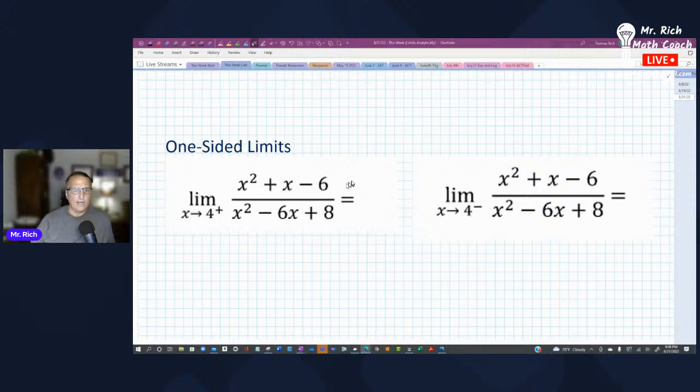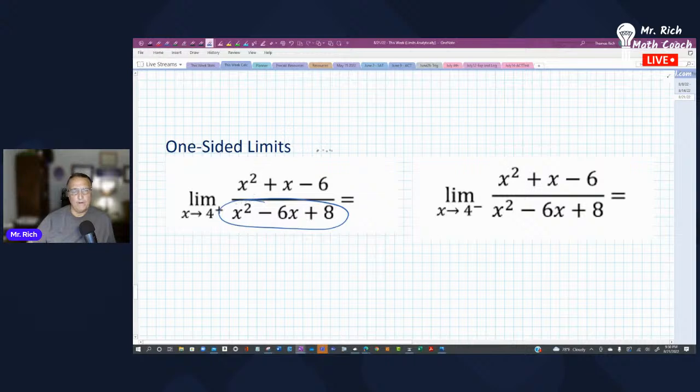And in fact, when I look at this, I realize that my function doesn't exist at x equals 4, because I get 16 minus 24 plus 8, and my denominator is 0. So that means that if this was a two-sided limit, if they had asked me for the limit as x approaches 4, by the limit existence theorem, the limit doesn't exist. Because if there's a vertical asymptote, the limit is not going to exist there.